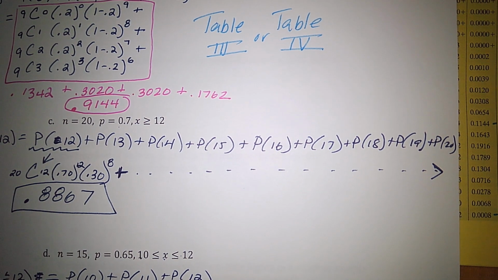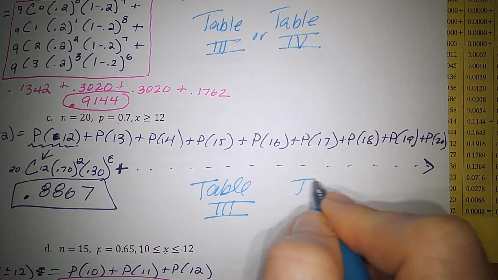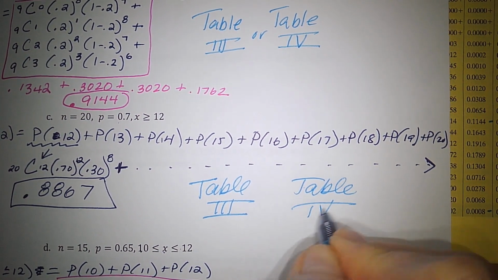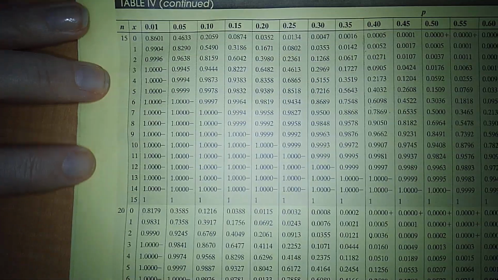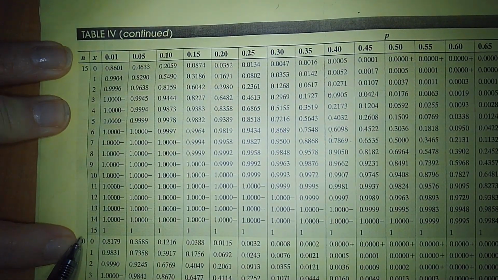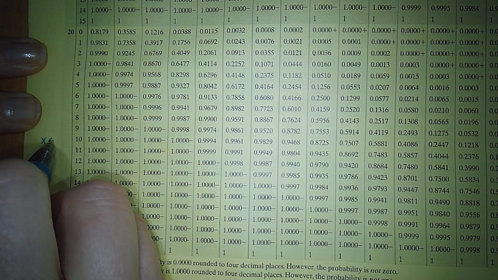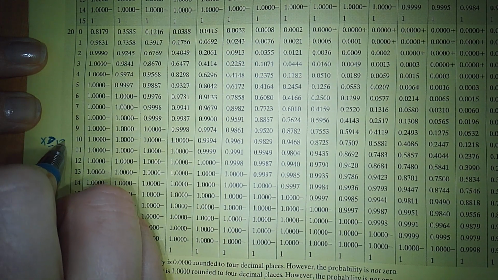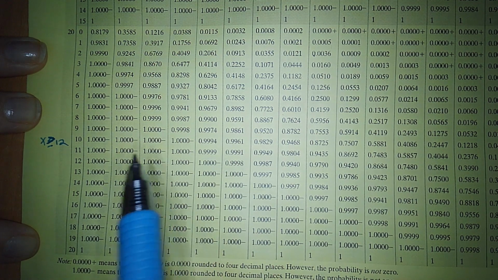Now the question is, can we also use Table 4? Table 4 is used, again, for cumulative probabilities. So if we go back to Table 4 and we go to an n of 20, here we've got Table 4, and down here we have n is 20. We want to find the probability that x is greater than or equal to 12. But unfortunately, this table only gives us values that are less than a number.